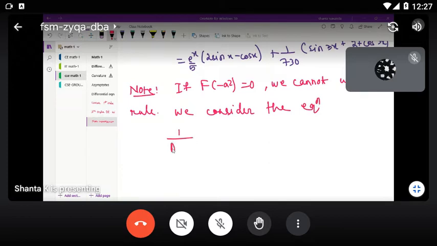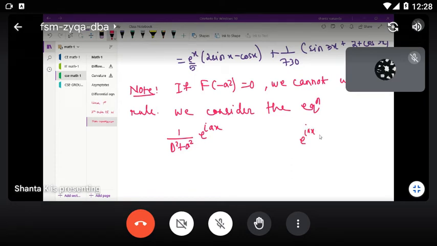So we consider the equation 1 by d square plus a square. If you have cosine or sine, you replace it with cos ax or sin ax. This becomes minus a square and a square becomes 0, so the denominator goes to 0. So instead of sin ax or cos ax, we simply consider e power i ax. You got it? This is by Euler's rule: e power i theta is cos theta plus i sin theta.